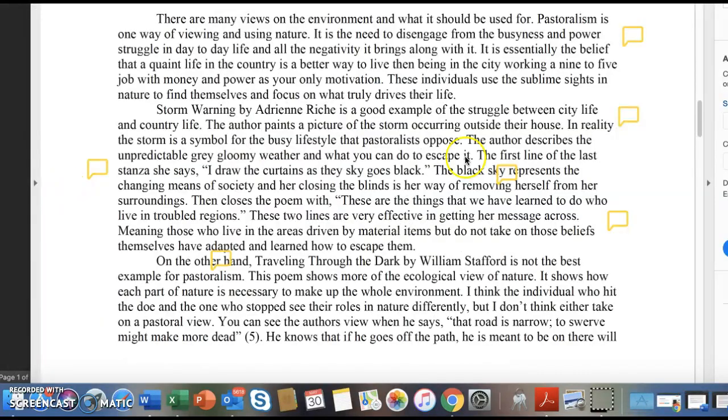An example that I really, really like that's loaded with good ideas, but doesn't really fulfill all of your obligations as a writer. Let's take a look at the middle here, a really great idea. The black sky represents the changing means of society, and her closing of the blinds in storm warnings is her way of removing herself from her surroundings. But then notice, well, why? Why is this representing that? We need to be told why it does that before you move on to the next idea.